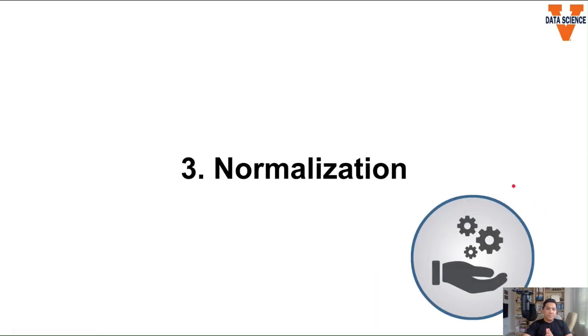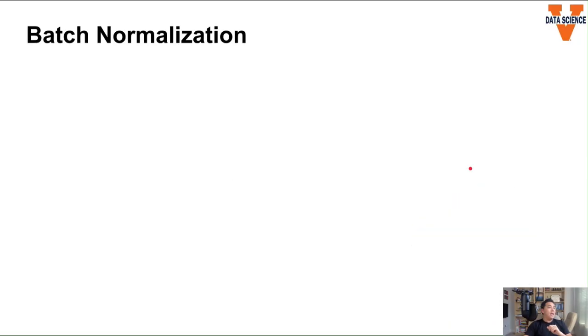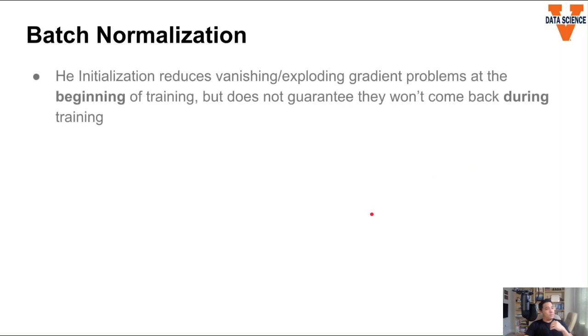Okay, so the third consideration for optimizing your deep neural net will be the normalization process. The initialization that we talked about earlier reduces the vanishing and exploding gradient at the beginning of training, before you start the training, right? But as the training goes on, there's no guarantee that these parameters can't go rogue and become vanishing or exploding. So what do you do then?